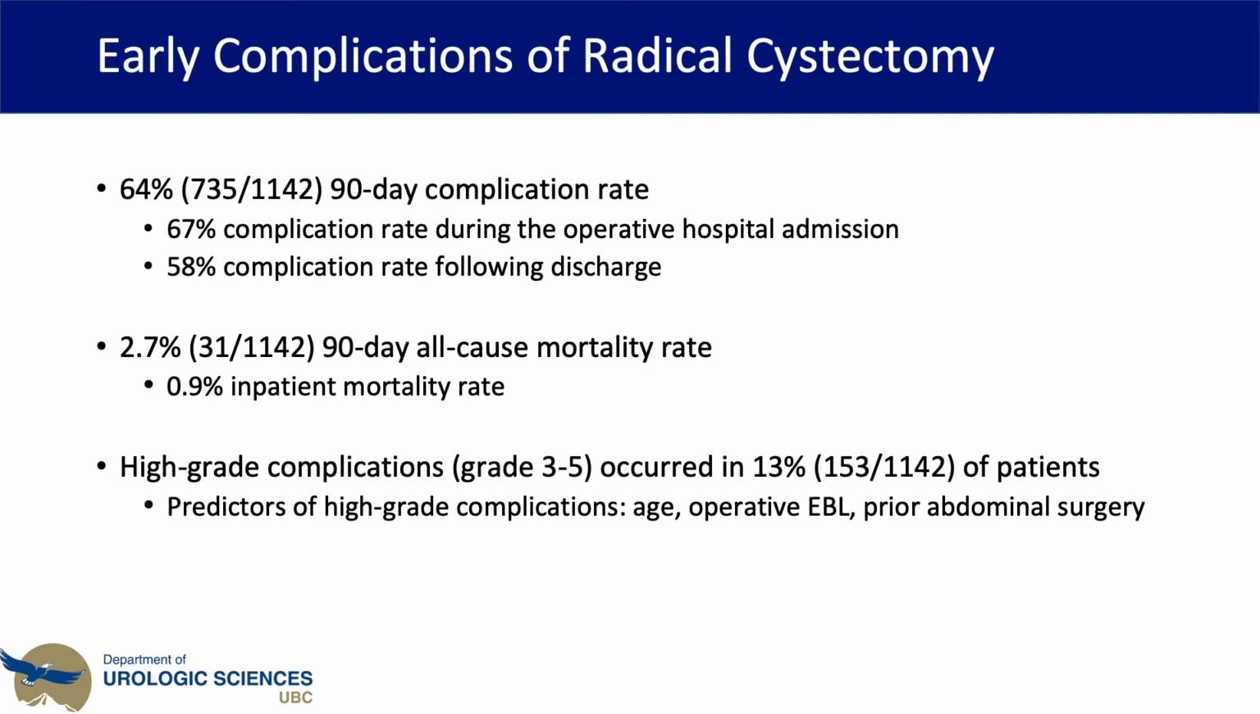When they looked at high-grade complications using a modified Clavien scoring, 13% of these complications were high-grade. When they looked on multivariate analysis, the predictors of high-grade complications were patient age, operative blood loss, and prior abdominal surgery.